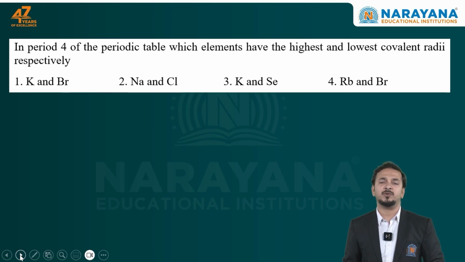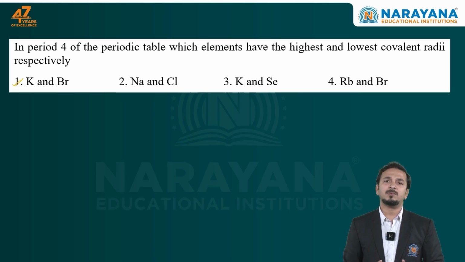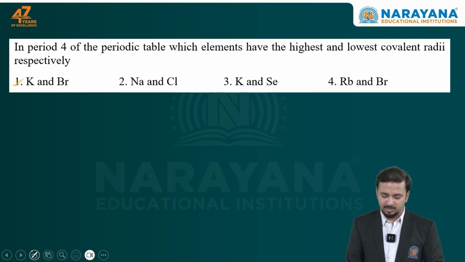Why we are not considering group 18? Because they don't form covalent bonds. So alkali metals will have highest covalent radii, so period 4 will be potassium, and halogens will have lowest covalent radii, so period 4 will be bromine. So correct answer for this question is potassium and bromine. Period 4 alkali metal, that is group 1, is potassium. Period 4 group 17, that is halogen, is bromine. So correct answer for this question is potassium and bromine.